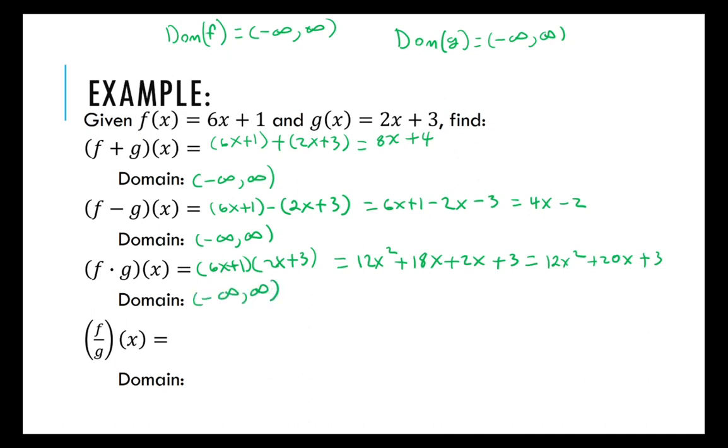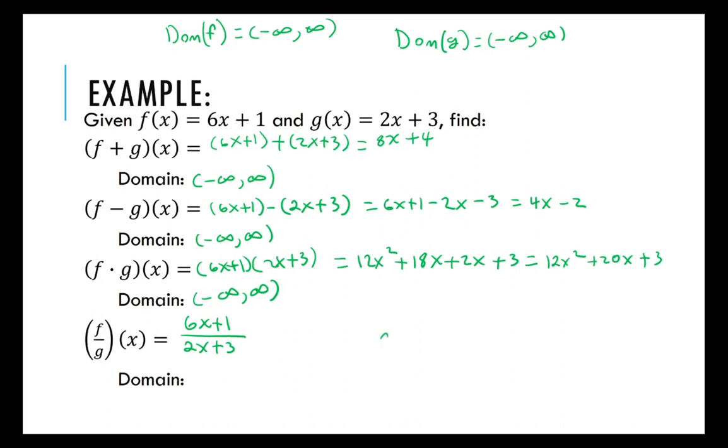Now we have f divided by g. So f divided by g is just 6x plus 1 divided by 2x plus 3. This function won't reduce, so that's it. Then when we deal with the domain, look at the domains we found above for f plus g, f minus g, and f times g. And then that was, remember, the intersection of the domain of f and the domain of g. But now you need to pull out anything that would make the denominator 0.